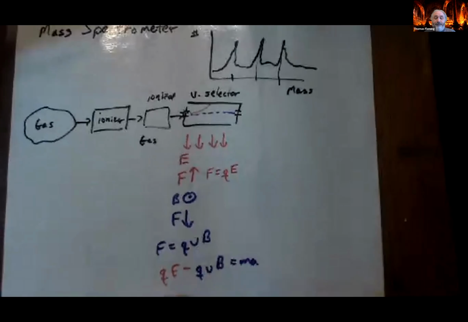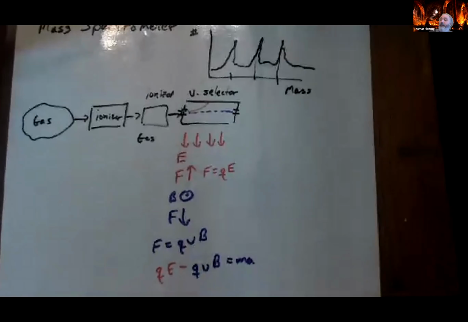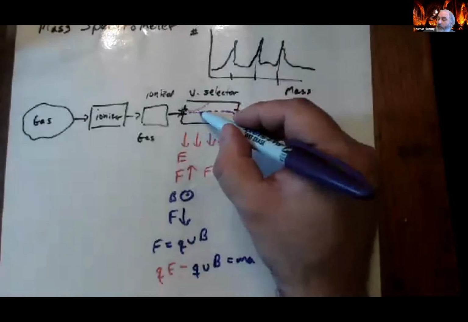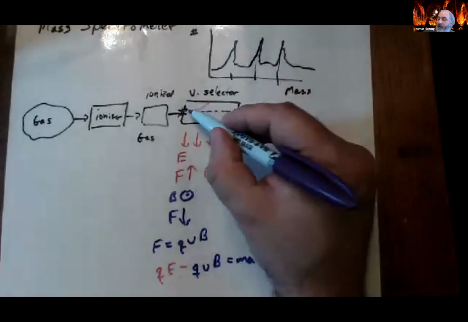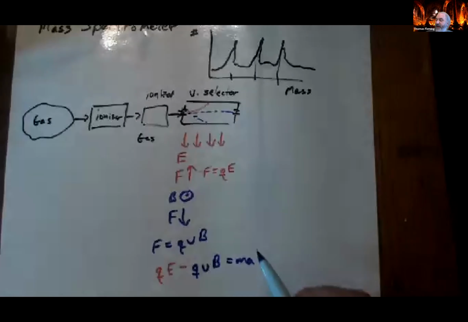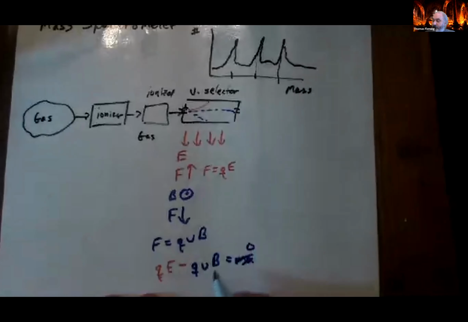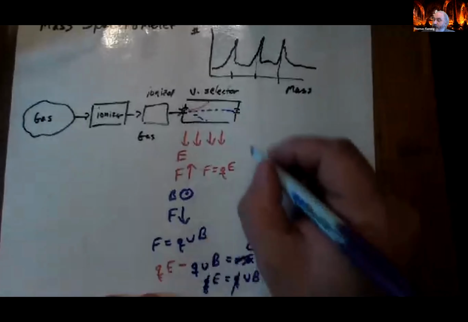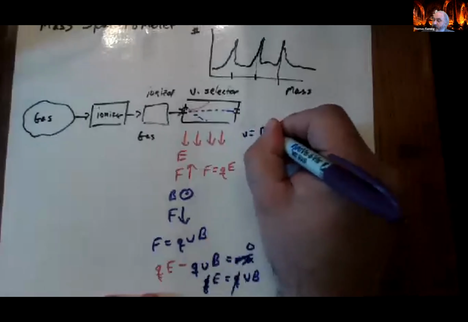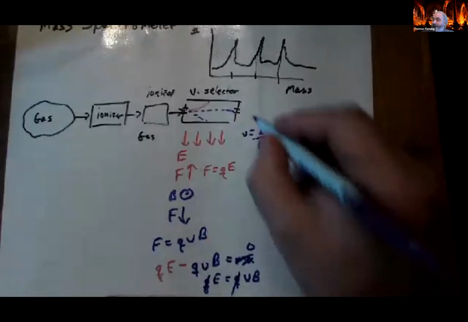F equals MA. Except I'm particularly interested in the charges that are going to make it all the way through the selector and not get deflected up, not get deflected down. They're going to go straight across. That's going to happen when these two forces cancel out and the acceleration equals 0. But that means I need QE to equal QVB. And you'll notice that when I do that, the Q's cancel. And if I solve this for V, I find that V is going to equal E divided by B.